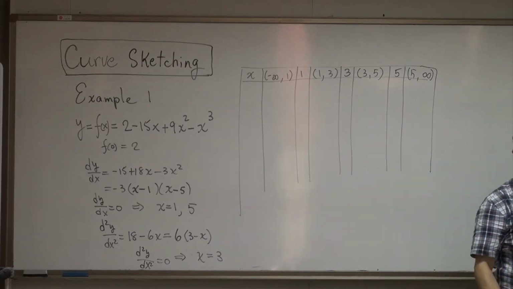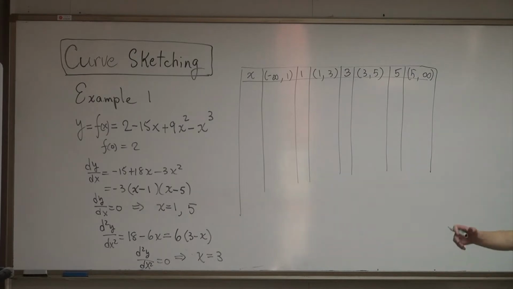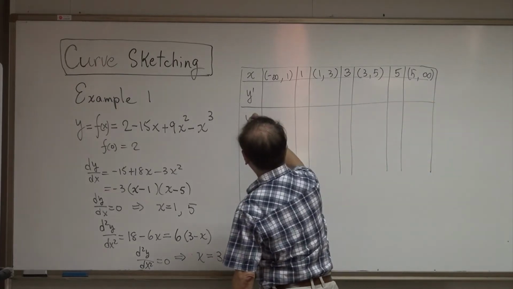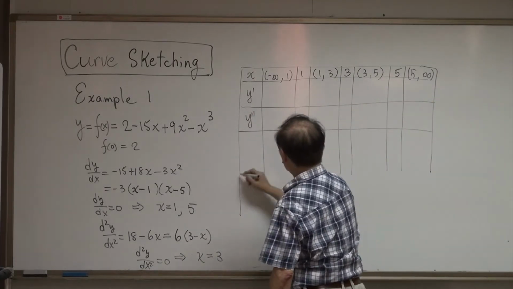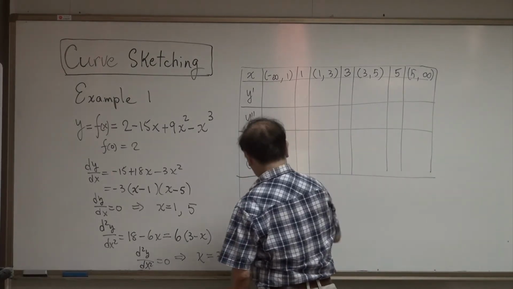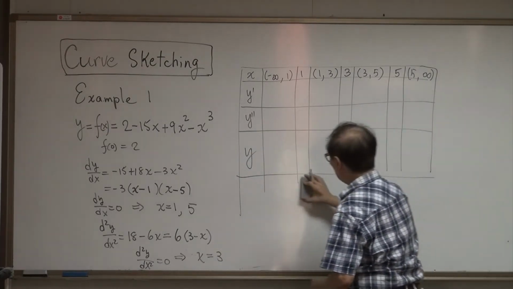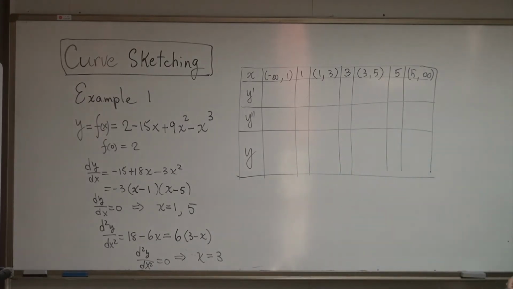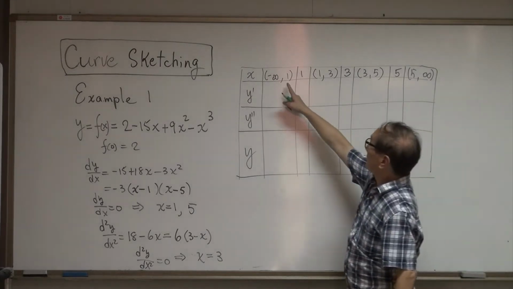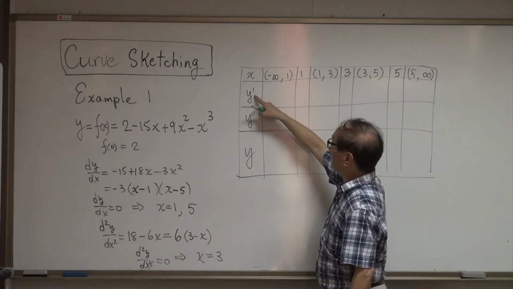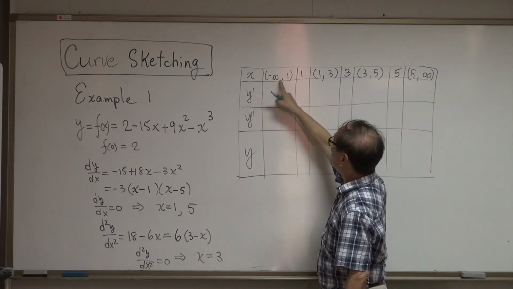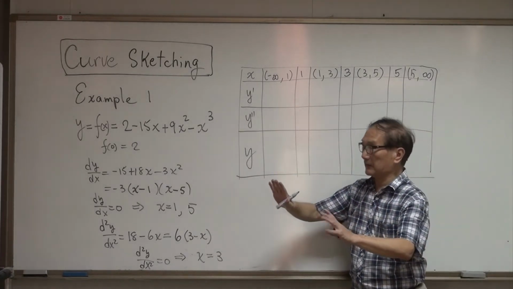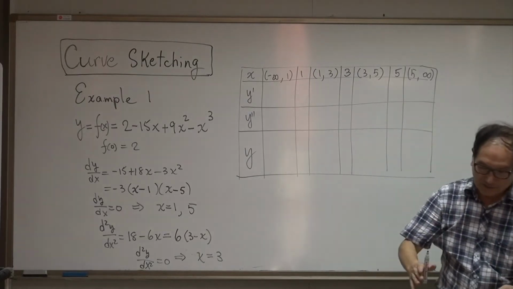Okay. Then we calculate the first derivative, the second derivative, and then y, the function of y. And we can sketch the curve. Now, in this interval, the first derivative is this one. So we try to calculate not the value but the sign, because the sign determines the shape of the curve.